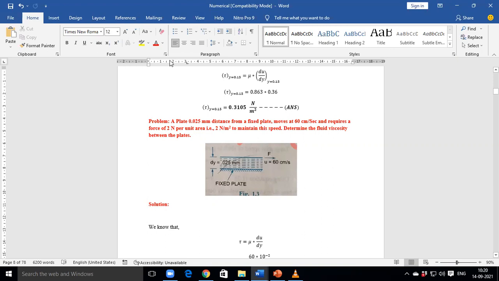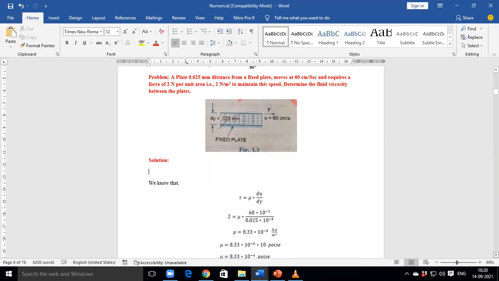Aniket, how much force is required to maintain this speed? 2 Newtons, sir. 2 Newton per unit area, that is 2 Newton per meter square. This much force is required to maintain the speed.